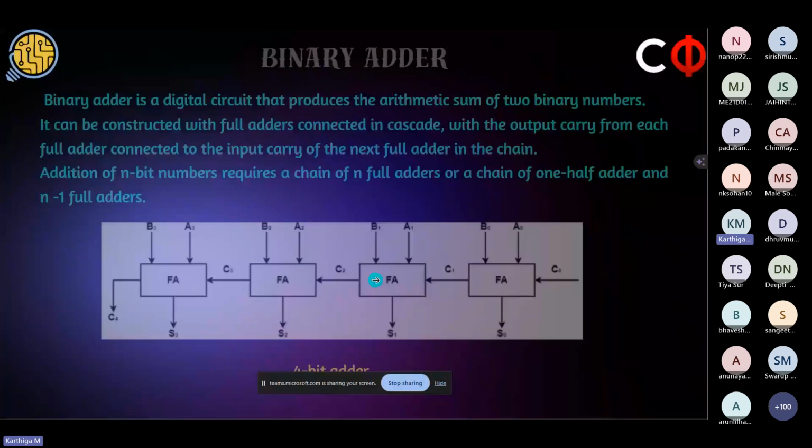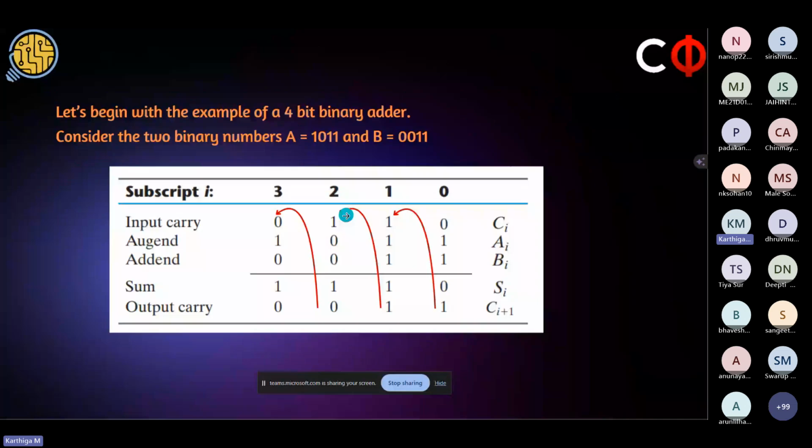So the same thing happens here. Now this output carry is taken as the input carry for the next full adder, and the sum is 1, carry is 0. Take this to the next full adder. Sum is 1, carry is 0. So this is the final sum that you get, 1110.